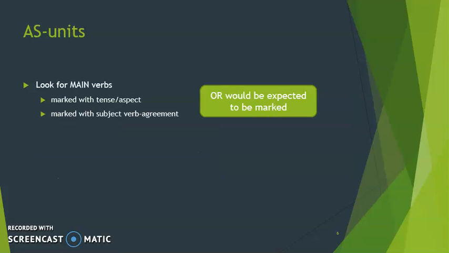Okay, so when we're looking at AS units, a good strategy is to look for main verbs marked for tense and aspect. Or, since it's learner language, they would be expected to be marked with tense or aspect or subject-verb agreement. Of course, learners may not mark that, but would we expect that verb to be marked with subject-verb agreement or with tense?